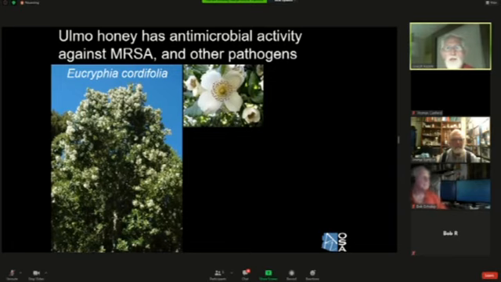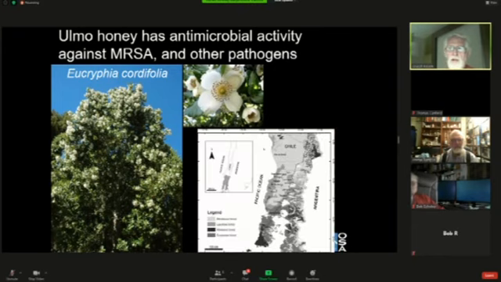Well, there's another plant here called ulmo plant that also has microbacterial activity, and against one that you hear a lot about called MRSA, methicillin-resistant Staphylococcus aureus. That's the big long name referring to this particular type of bacteria, which is highly resistant to antibiotics that we use and can be fatal because of that.